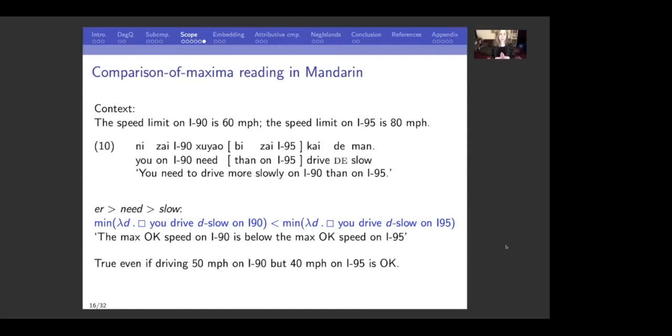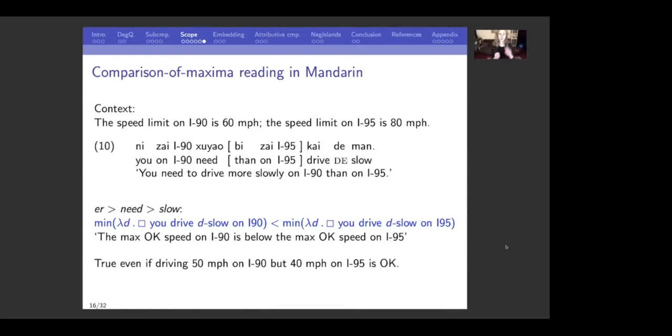Consider a context where the speed limit on I-90 is 60 miles per hour, and the speed limit on I-95 is 80 miles per hour. In this context, you can say 10: You on I-90 need, than on I-95, drive slow. You need to drive more slowly on I-90 than on 95 is how it could be translated into English.